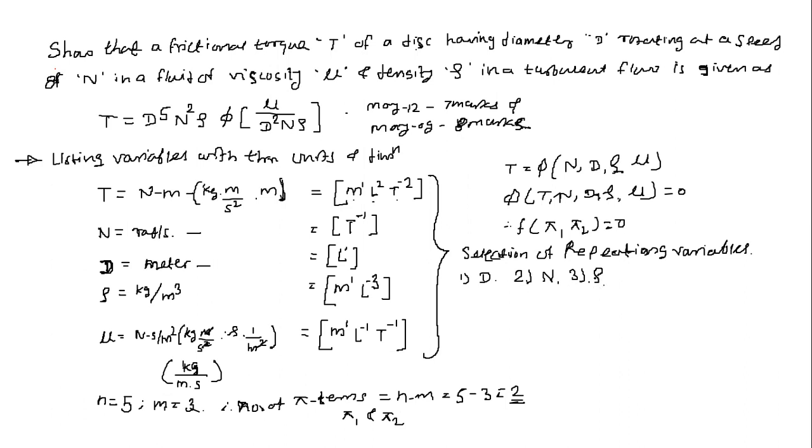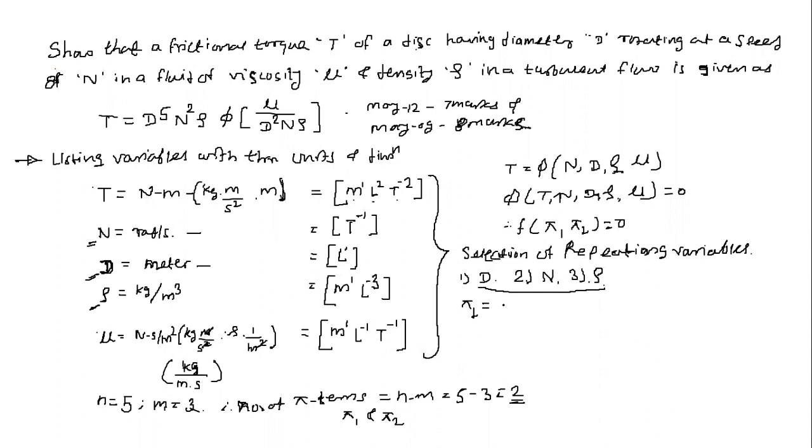Now from these 3 variables we have to form the pi terms. So I would like to go for pi 1 now. Pi 1 will have all 3 repeating variables, along with one of the non-repeating variables. The repeating variables are going to appear in both the pi terms, along with the remaining variables. We have considered N, D, and density. Which remain now? Torque and mu remain. So in one pi term the torque will be there and in the other pi term mu will be there.